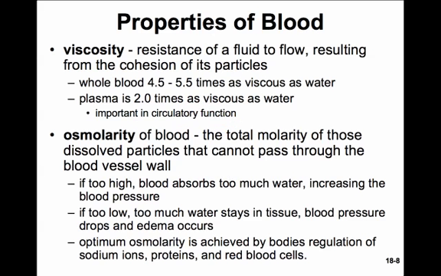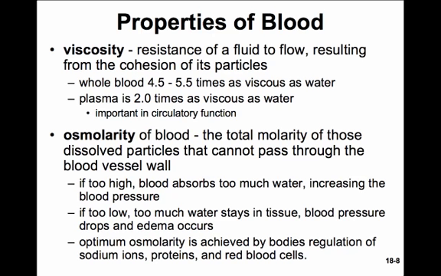So there are a couple of properties of blood that we need to consider. First of all is viscosity. Viscosity is the resistance to flow, which results from cohesion of its particles. Really, it's how sticky the blood is. Whole blood is about 4 to 5 times as viscous as water, and plasma is only 2 times as viscous.